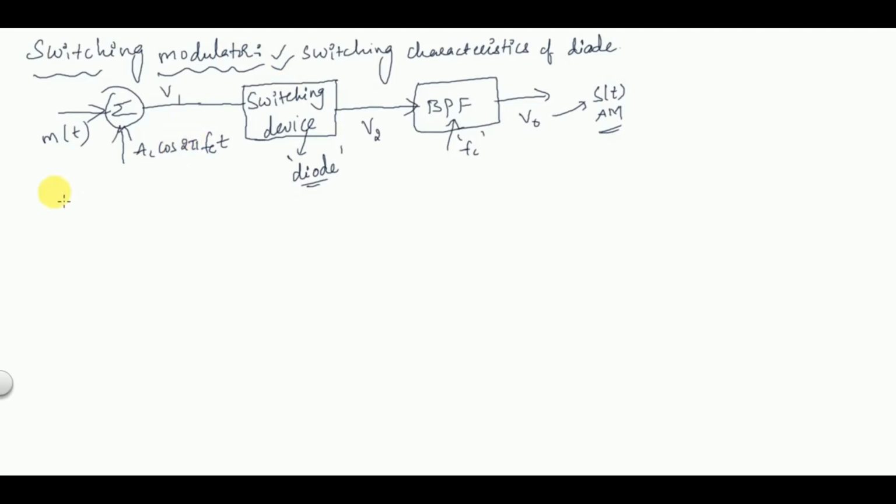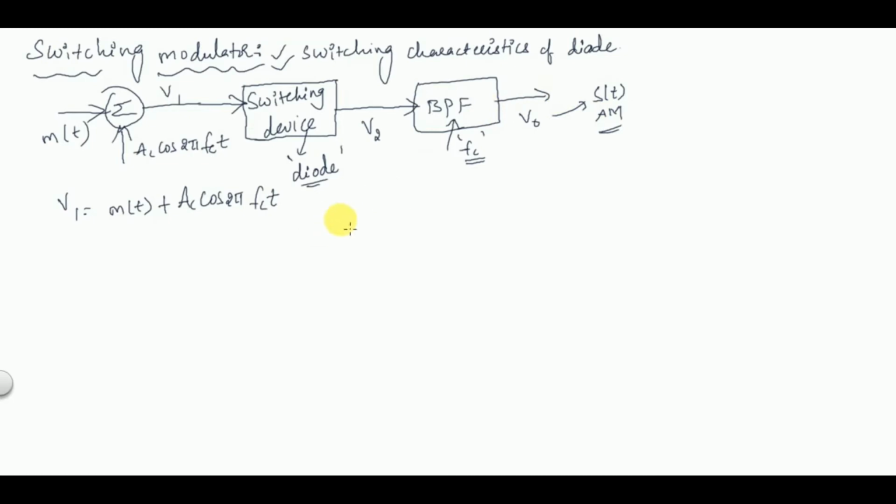It again consists of three basic elements. One is a summer circuit which adds m(t) and Ac cos 2 pi fct, so V1 is equal to m(t) plus Ac cos 2 pi fc t. This is passed through a switching device, which is a diode, so it depends on the switching characteristics of the diode. The output of the switching device is V2, and this is passed through the third element, a band pass filter tuned to the carrier frequency, and the output is V0, which is of the same form as s(t) of AM.